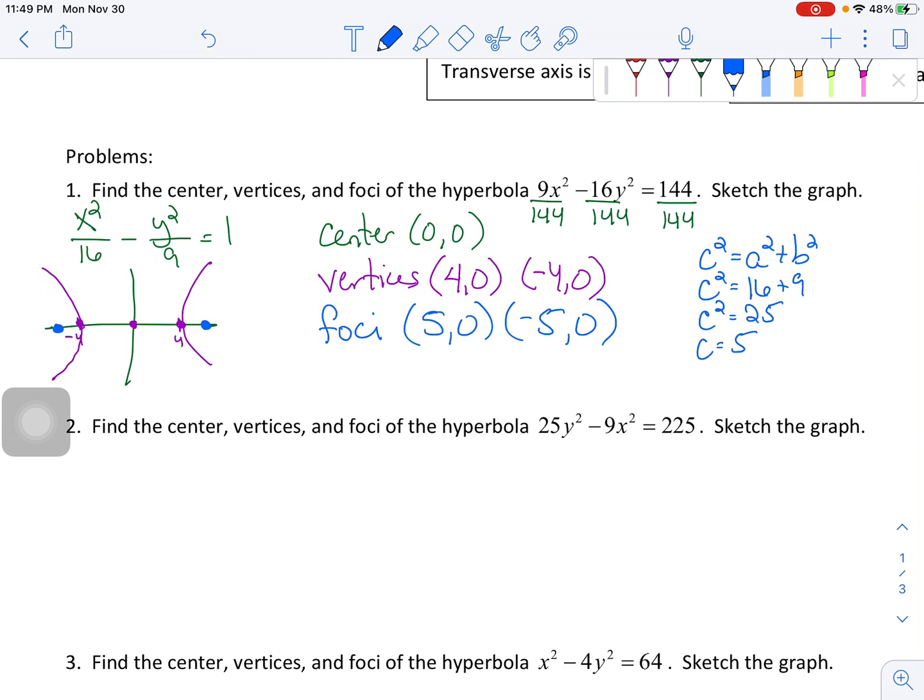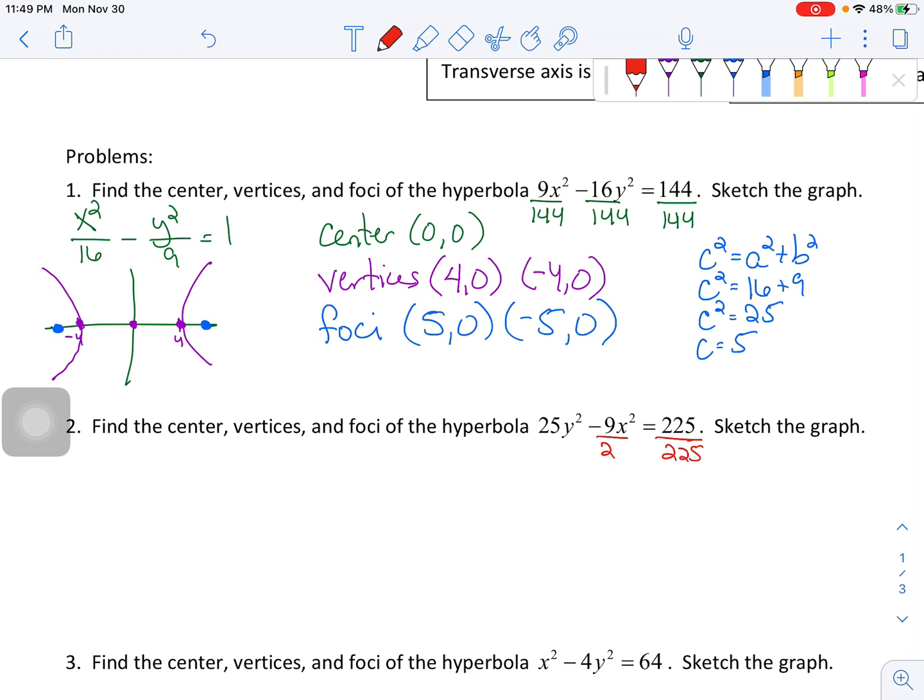All right, so we're given something that's not in the standard form that we like, and so we're basically converting it to standard form and working with it from there. That's the same thing I'm going to do in number 2. So I'm going to jump right on down to number 2 and start that one up.